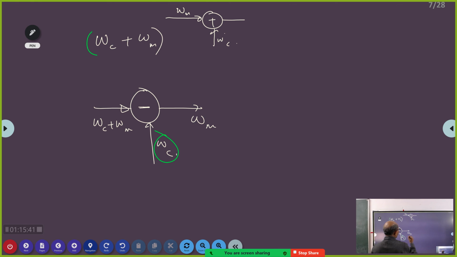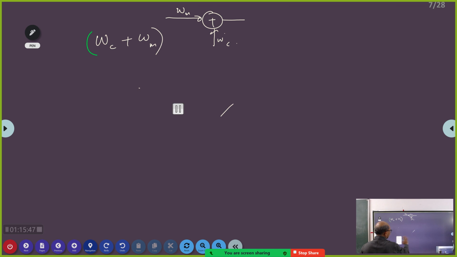Sorry, not here. Here, I am going to get omega m. Got it? Now this subtractor, what is it? Just a subtractor. You understand? Very carefully. So for that also a very nice diagram is given here. Now you can see this diagram 15.1.